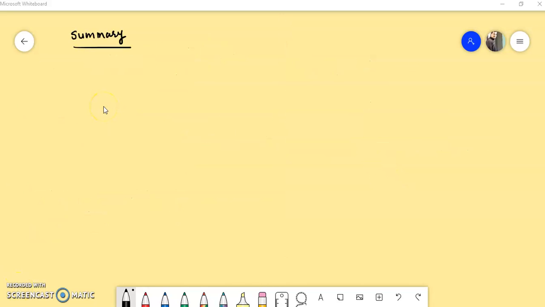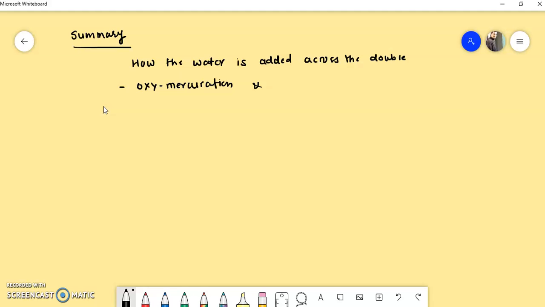Okay. Finally, in today's lecture, we have seen how water is added across the double bond. Direct addition of water is not possible. That's why we require this route, that is oxymercuration and demercuration. This route is preferred.